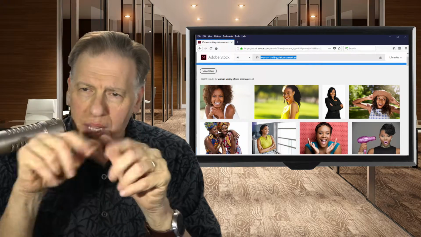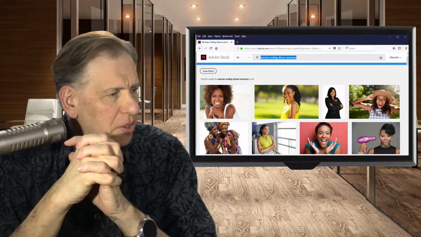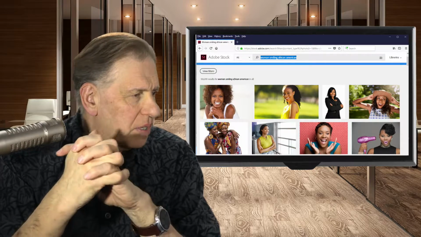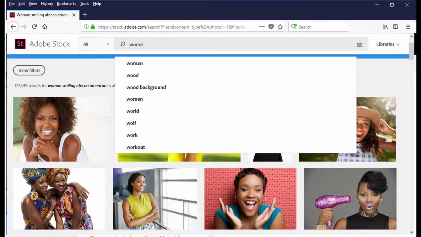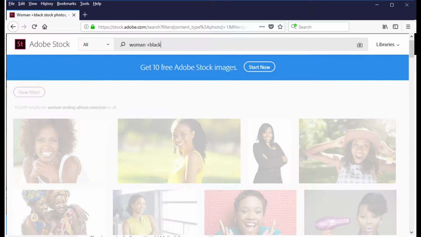You can also add a plus to a search. And I think on Adobe you can do that too. So for example, if we say woman plus black and hit enter.